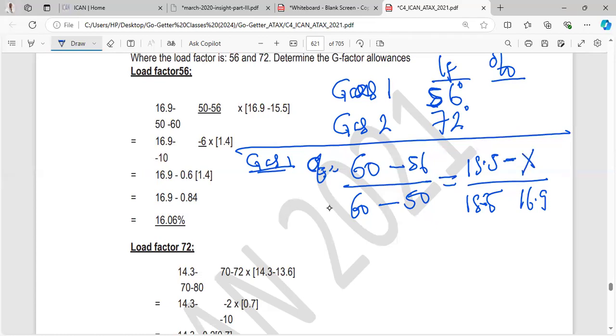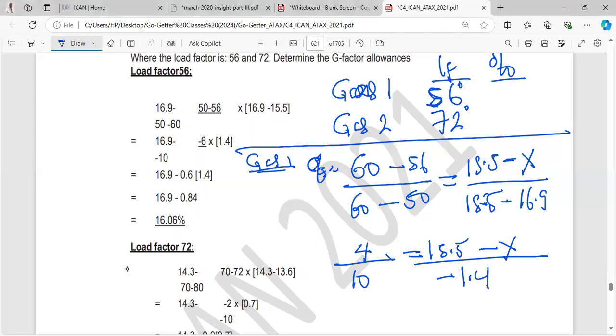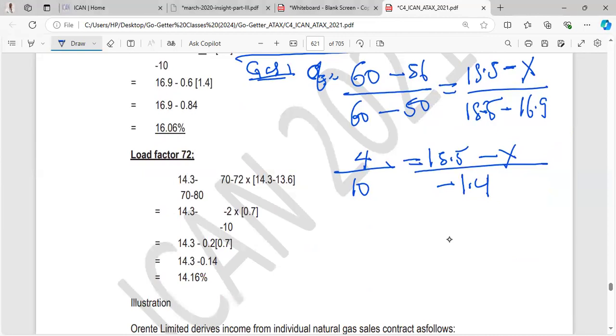Now, that is how you do it. So how will you find X? You will say 60 minus 56 will give you 4. 60 minus 50 will give you 10. This will give you 15.5 minus X, all over 15.5 minus 16.9. That will give you minus 1.4. You will now do something called cross multiplication.